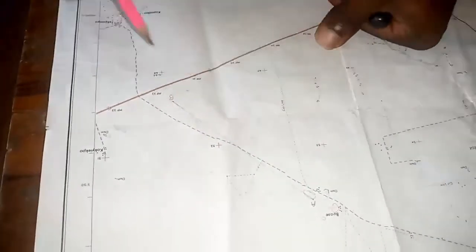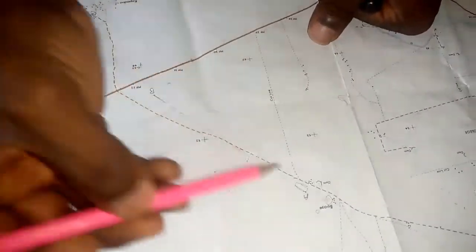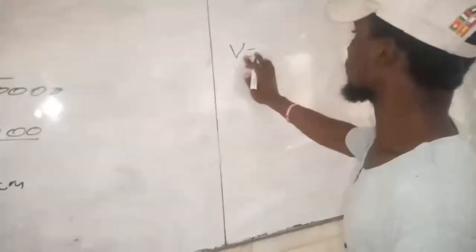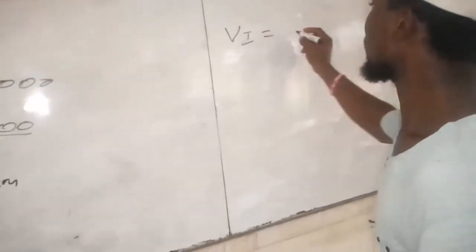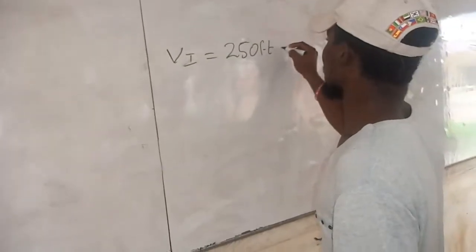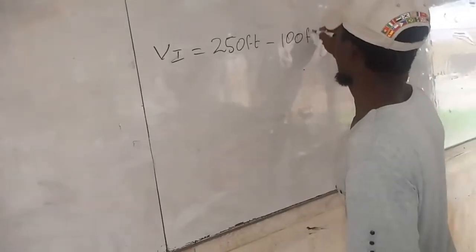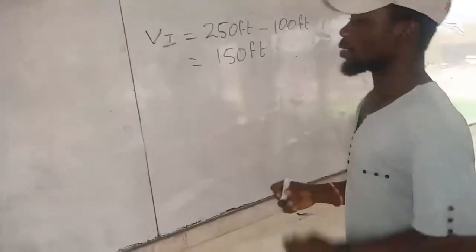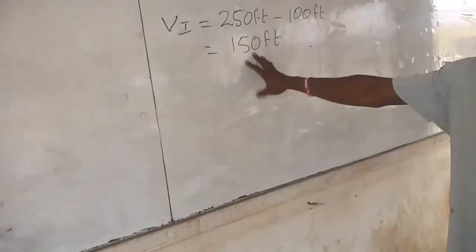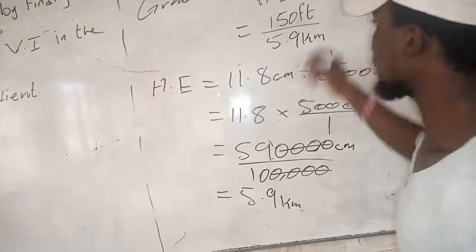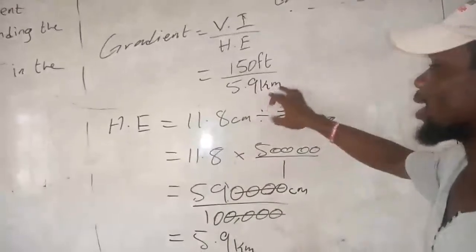What we do is subtract this from this. So on the board we have 250 minus 100, and this is our vertical interval. Let's place it in our formula. So we have 150 feet divided by 5.9 kilometers.